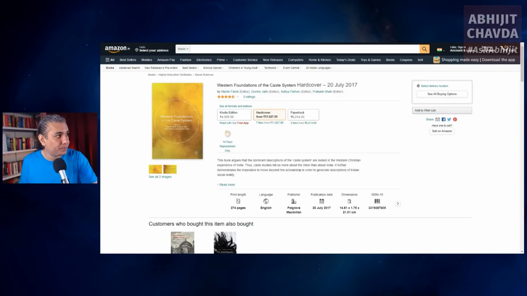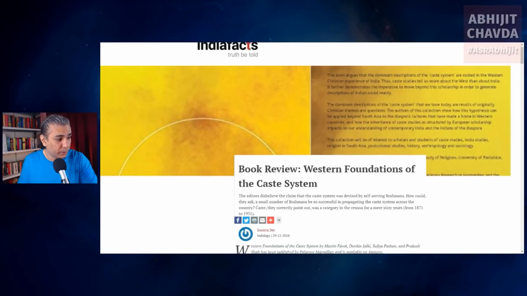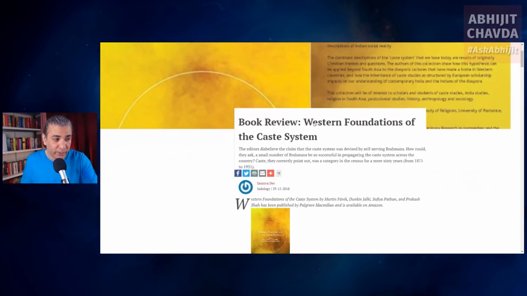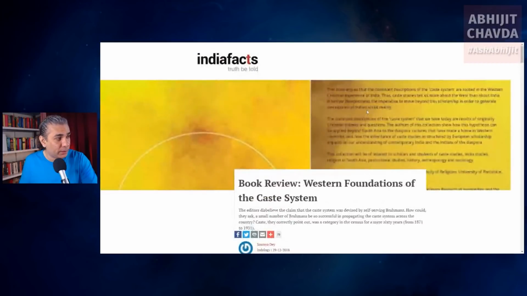I would recommend this. And if you want a review, an overview of this book, then I would suggest this. It is a book review by Soumya De on India Facts. Look it up on Google, find this article, read it. It demonstrates how the West, how the British essentially imposed this artificial construct called the caste system on India.